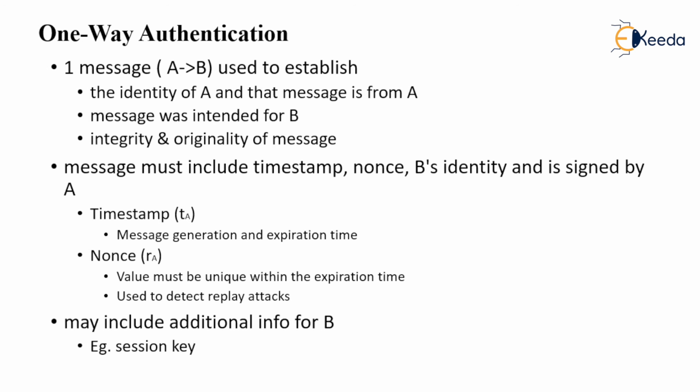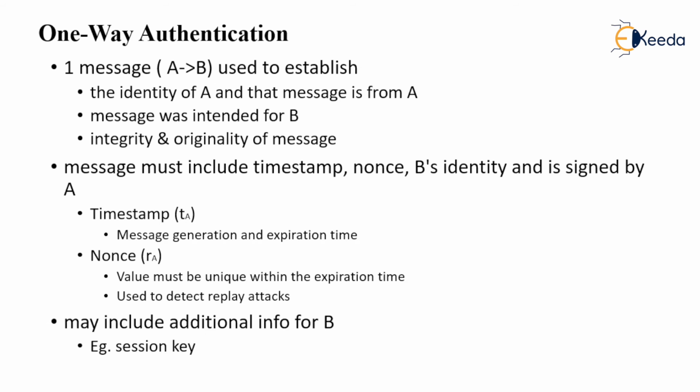One-way authentication in general is like this: if two communicating parties are there, either of the communicating parties will be authenticating itself. One message A is sending to B is used to establish the identity of A, and that the message from A was intended for B. Integrity and originality of the message are achieved. The message must include a timestamp, nonce, B's identity, and is signed by A.